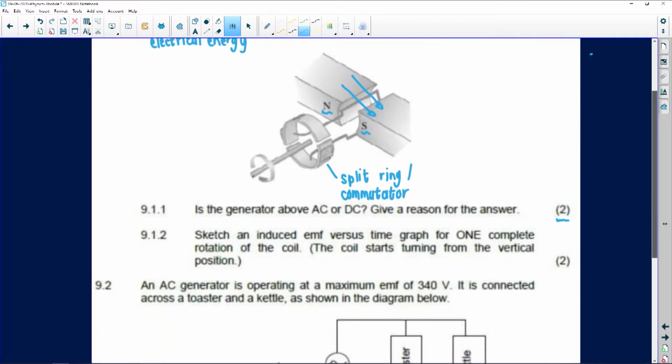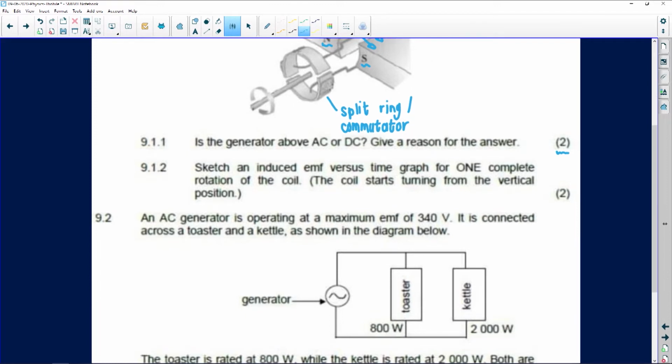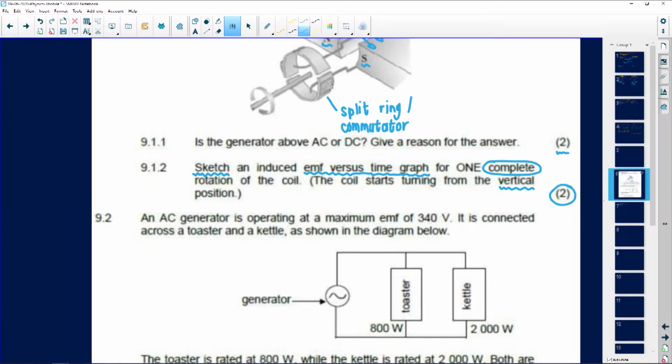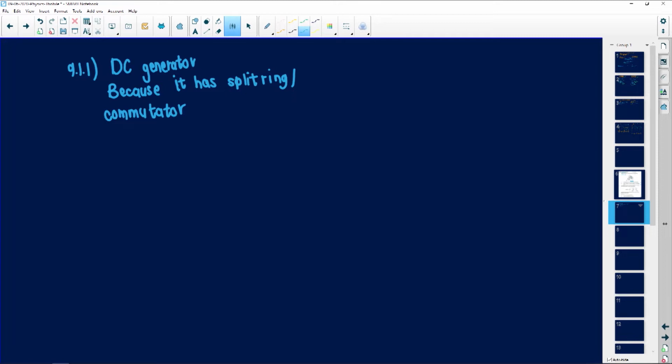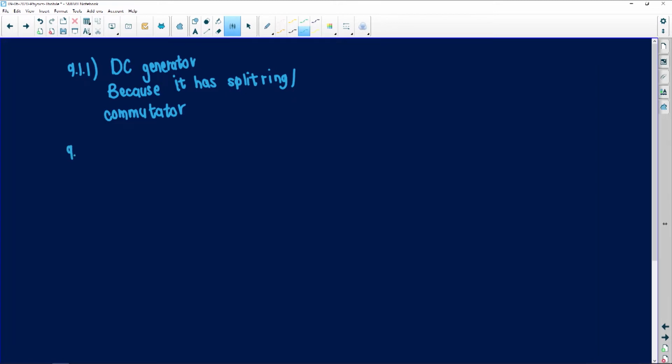In 9.1.2, it says we must sketch exactly what I was talking about. We must sketch an induced EMF versus time graph for one complete rotation of the coil. The coil starts turning from the vertical position, and this is going for 2 marks. So let's see how we're going to do this one. It must start rotating from a vertical position. So this is only for 1 rotation.